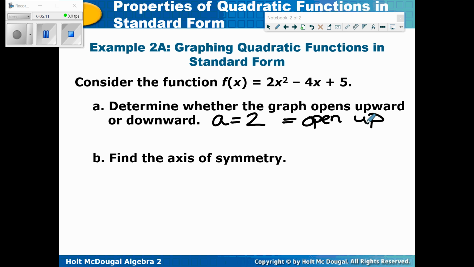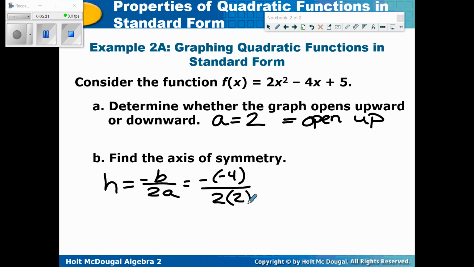To find the axis of symmetry, we have to find the H. In order to find H from standard form, we have to do negative B over 2A. So from my formula over here, my B is negative 4, so I'm going to have negative 4 over 2 times my A, which is 2. And when I simplify that, I get a positive 4 over 4, which equals 1. So x equals 1 is my axis of symmetry.